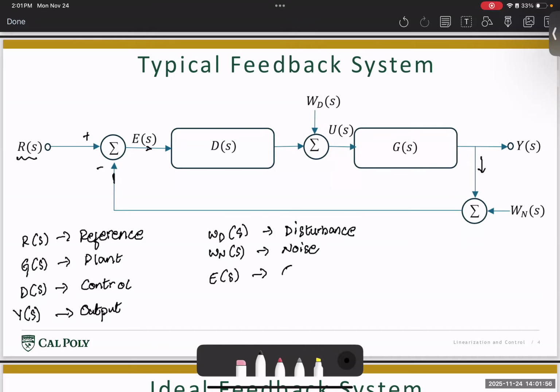E of S, where S stands for error, is the desired state of the system given by R of S minus the current state of the system, which is Y of S. So the error signal is basically the difference between the desired state we want our system to be in versus the current state it is in. And this feedback loop keeps going on until the aircraft reaches 5 degrees of pitch.